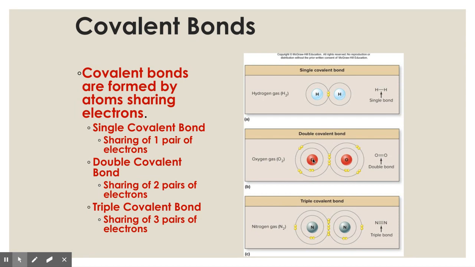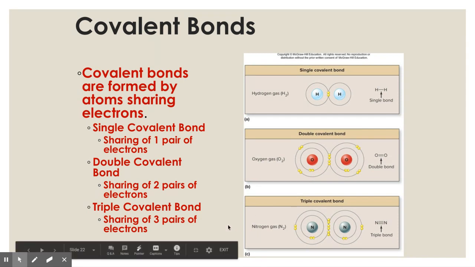So we would have our oxygen here, we have our oxygen here, and it's sharing 1, 2, 3, 4 total, or 2 pairs of electrons. And we would draw that out structurally by showing a double bond. So O, that 2 dashes, or what looks like an equal sign, double bond.